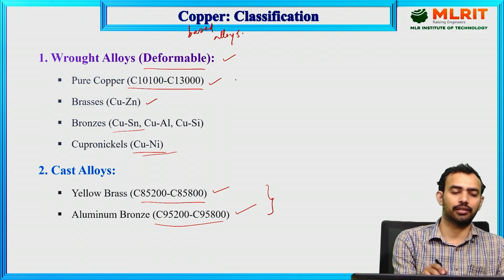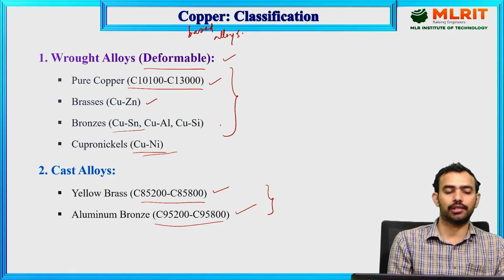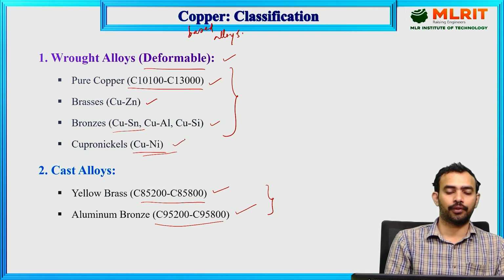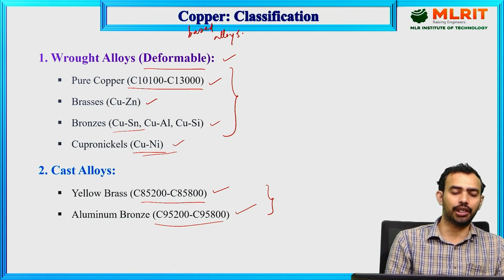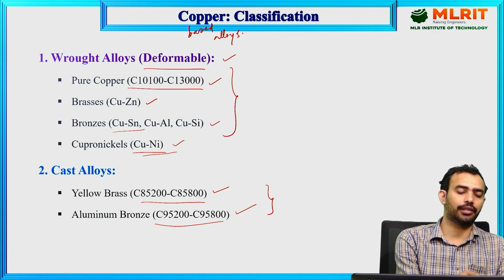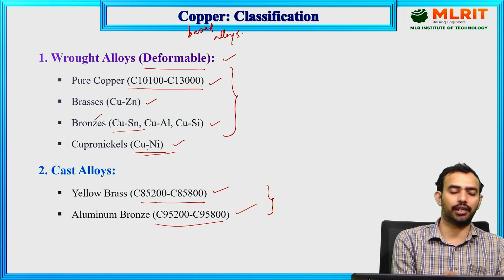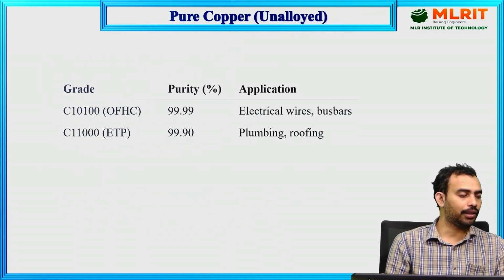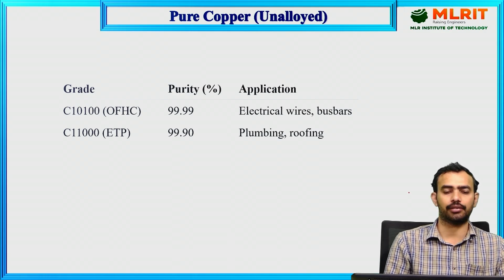We discuss mostly wrought alloys here. We talk about the brass, the bronze, and the cupronickel. Copper is the principal metal, which if alloyed with zinc, we get brass. If it is alloyed with tin, we get bronze. If it is alloyed with nickel, we get cupronickel. In all of these, the principal metal is copper.